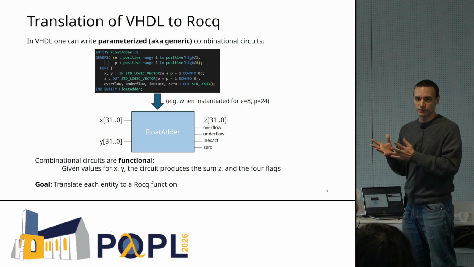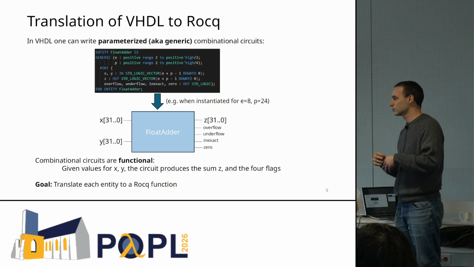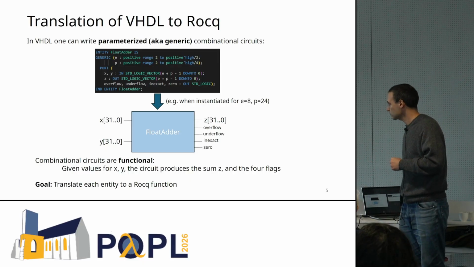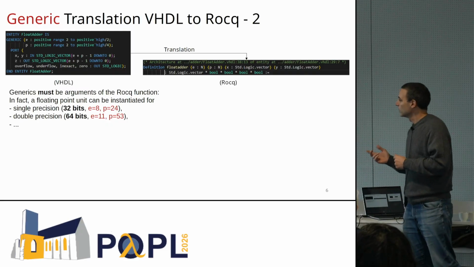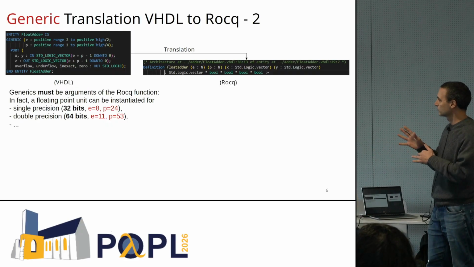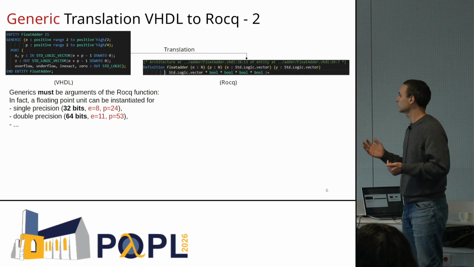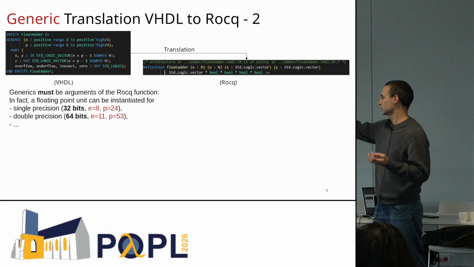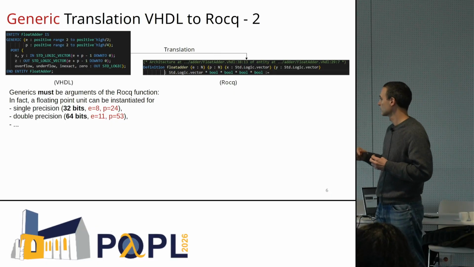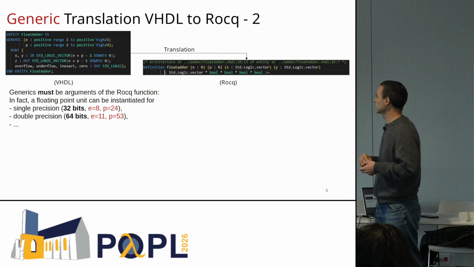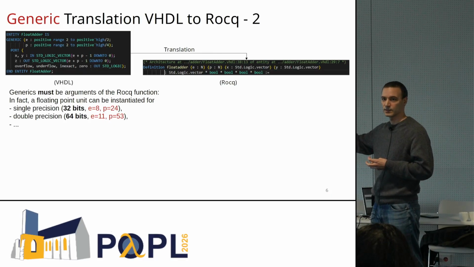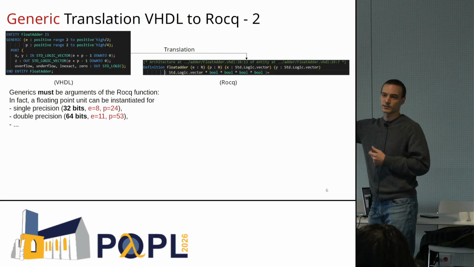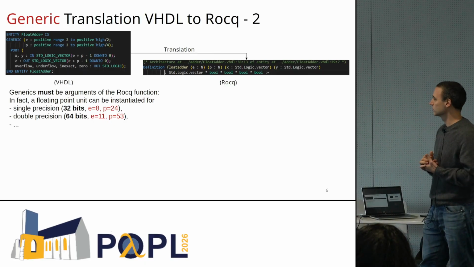So this is very good because we use Rocq, and we have a functional language, so we're going to map entities to functions. When we translate from VHDL to Rocq, we want a generic translation. So here's what I mean by this. The signature of the translated function should look like this: given the float adder entity, we want a float adder function which takes as arguments values for generics, E and P, and then input vectors. And it will output this tuple, which is the type of the output signals.